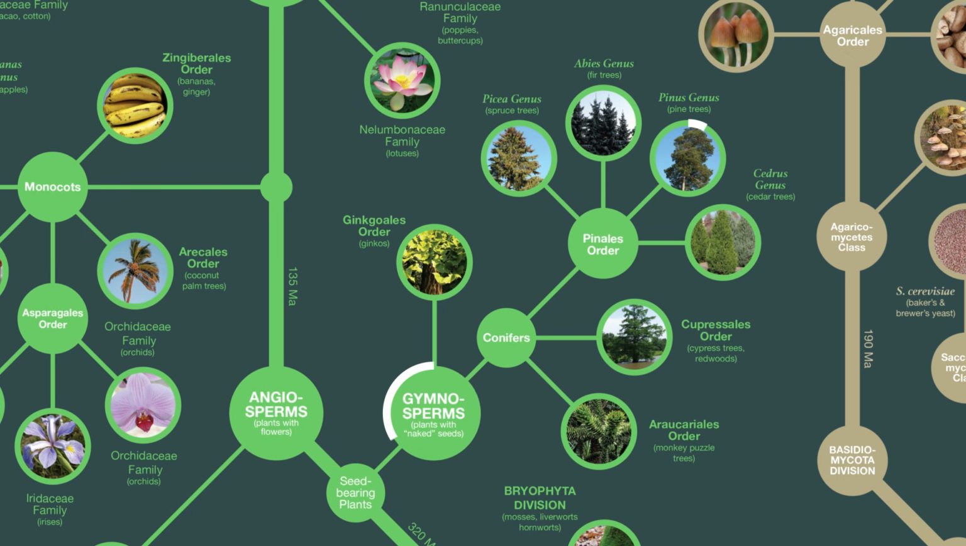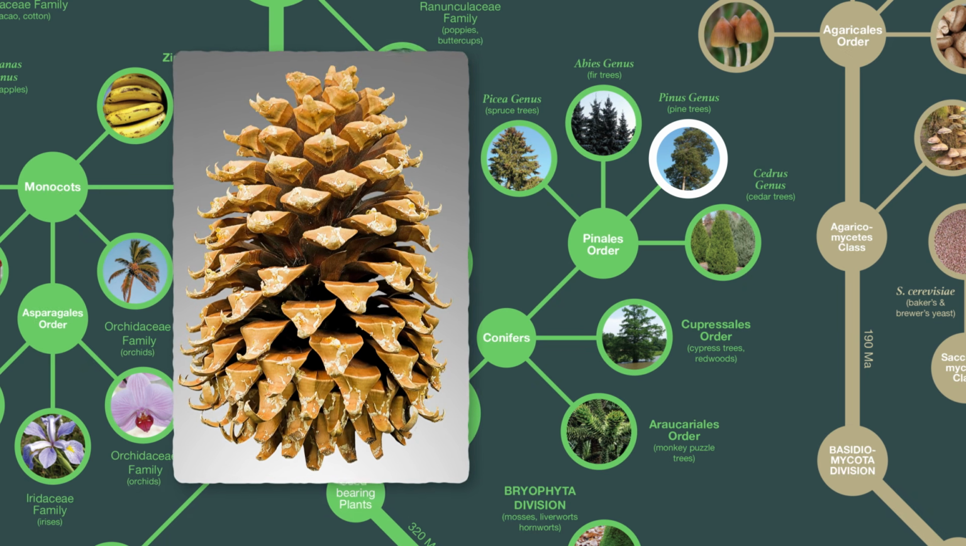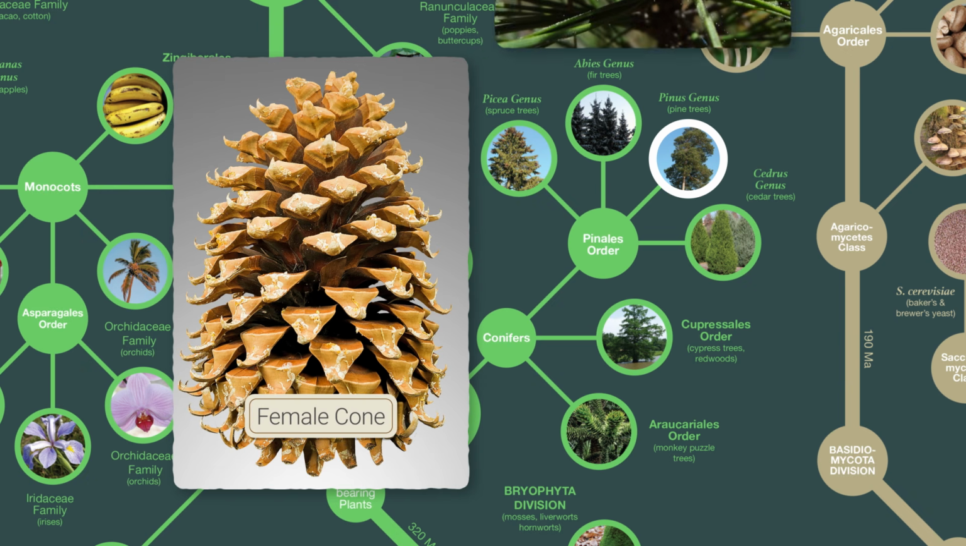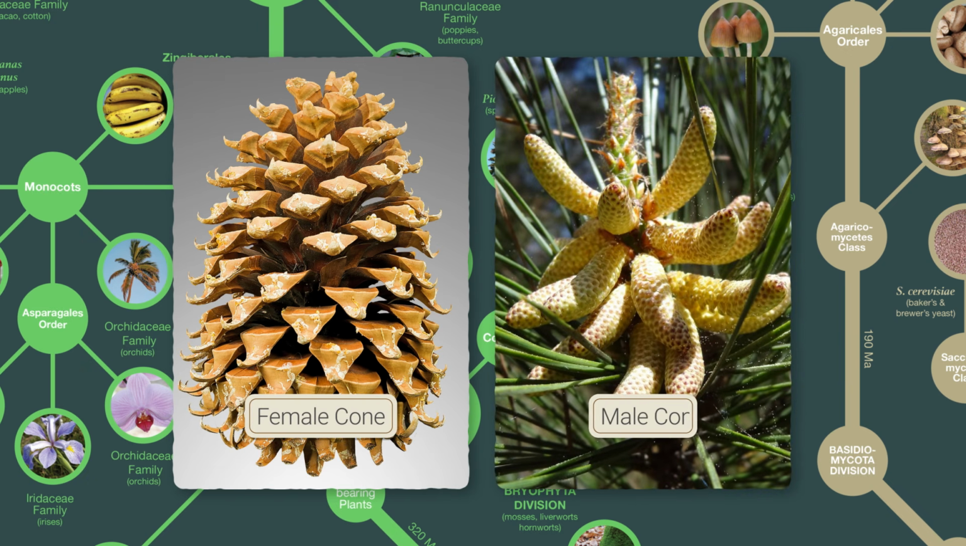Let's look at the well-known pine tree as an example. When I say pine cone, you probably think of this. But this is actually just one kind of pine cone, the female kind. On the same tree, you'll also find these ones, which are the male kind. So I guess we could say that pine trees, at least most species of pine, are hermaphrodites, meaning that they are both male and female at the same time.